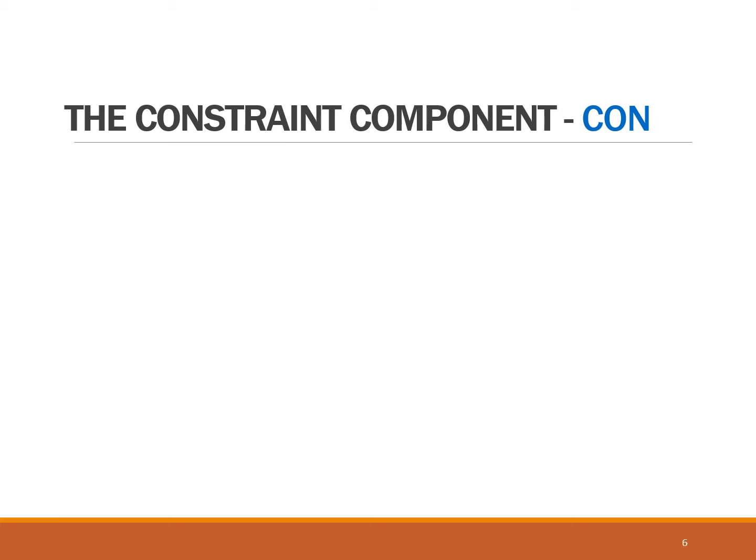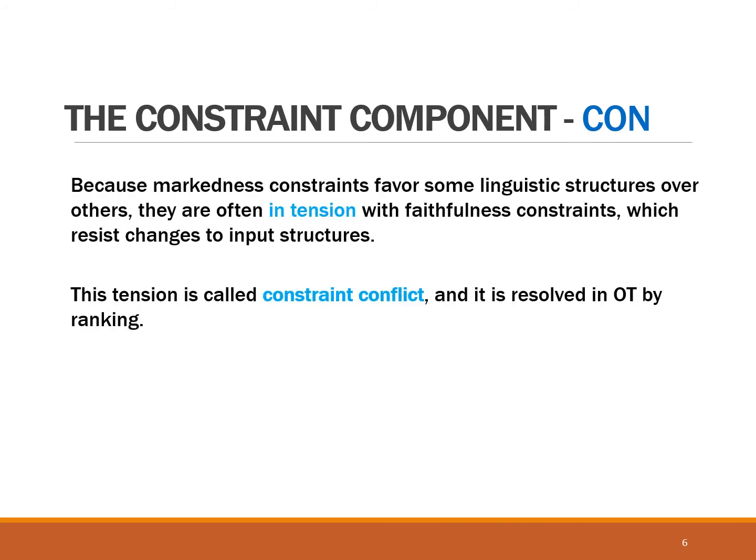Now within the Con component in OT grammar, both the markedness constraints and faithfulness constraints are always in conflict, because markedness constraints favor some linguistic structures over others. They are often in tension with faithfulness constraints, which resist changes to input structures. So these two sets of constraints are always in conflict with each other, and this particular tension is called constraint conflict, and it is resolved by OT by ranking of the constraints in a language-specific way.